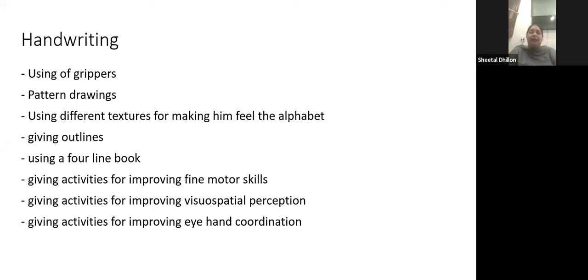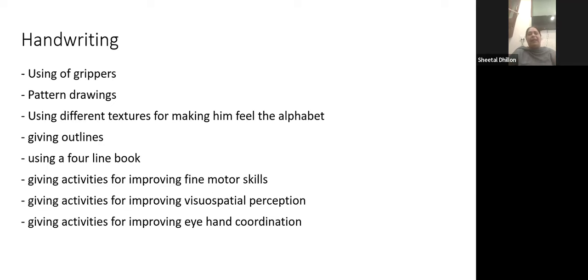A lot of coloring activities could be introduced where the child understands the restriction within the boundary to color. So these are activities where the child understands the boundaries. You're not supposed to cross the boundary even while writing, the boundaries of your lines. Then activities improving a lot of fine motor skills. I think the OT would speak about it later, but a lot of beading or things like that can be done with the child. Improving visual spatial perception: you can use activities like finding the odd one out. You can give pictures, let them pick the odd one out, so you know whether he's able to understand visually how things are. And activities improving a lot of eye-hand coordination.